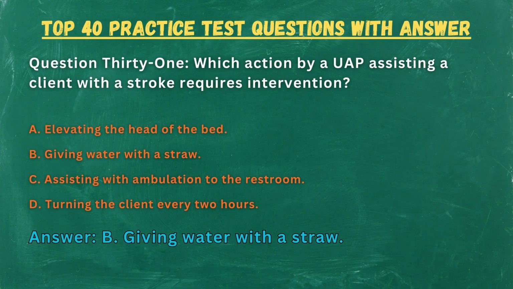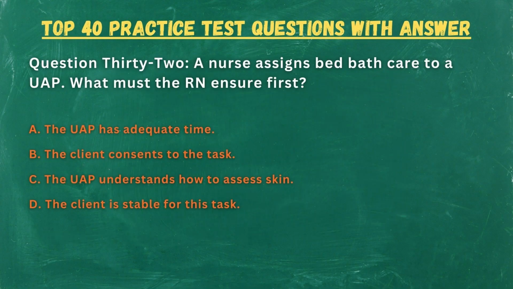Answer: B. Giving water with a straw. Question 32. A nurse assigns bed bath care to a UAP. What must the RN ensure first? A. The UAP has adequate time. B. The client consents to the task. C. The UAP understands how to assess skin. D. The client is stable for this task.